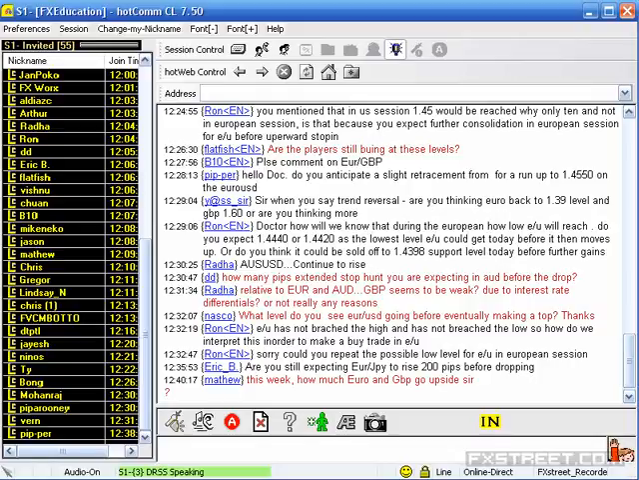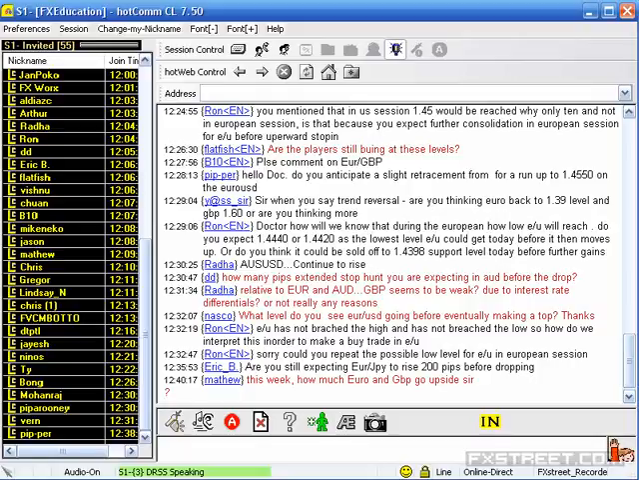Then we ask, when you say trend reversal, are you thinking euro back to 1.39 level and GBP to 1.60 level? See, during trend reversal, I am expecting euro to drop more, but not GBP. So probably euro could come to 1.38 or 39 level and GBP to about 1.61 or 62 level after the big gains. Then wrong. So it's getting late.